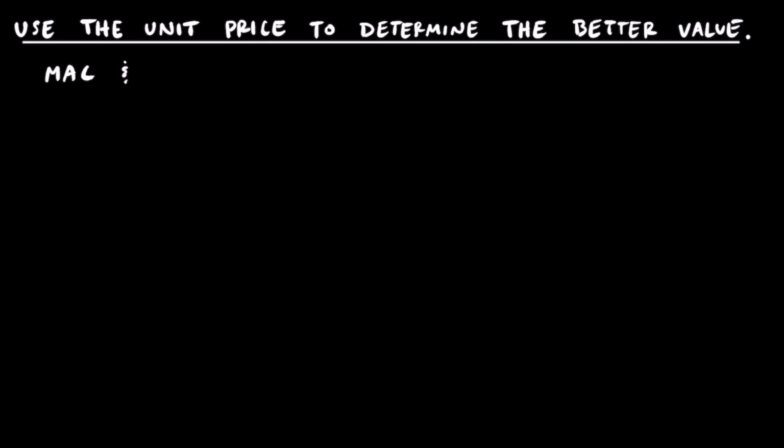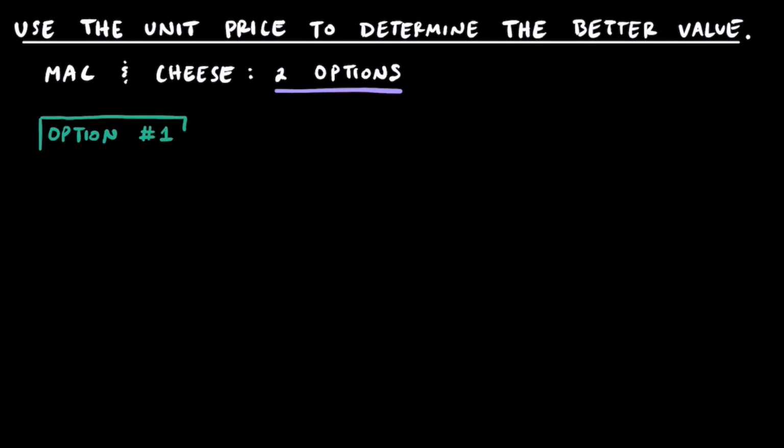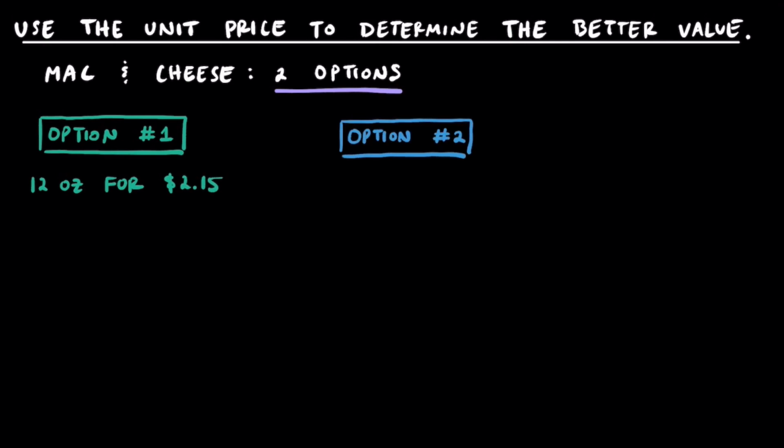Moving on from our chicken nuggies, let's talk about some mac and cheese. Again, let's say we have 2 options at the grocery store or the supermarket, and for option 1, you can buy a 12-ounce box of the mac and cheese for $2.15. For option 2, you can buy a 16-ounce package for $2.88. So while you have to pay a little more for option 2, you also get a little more.